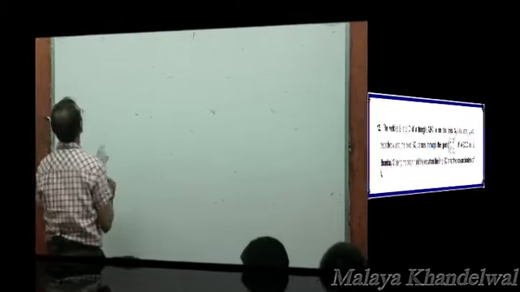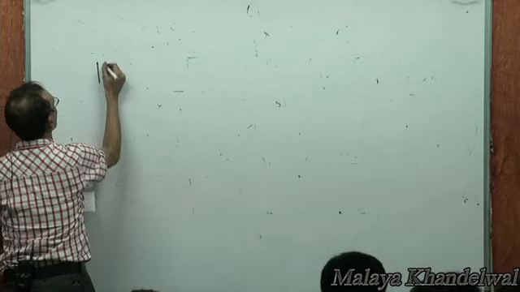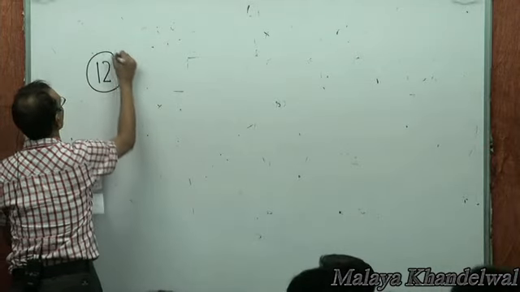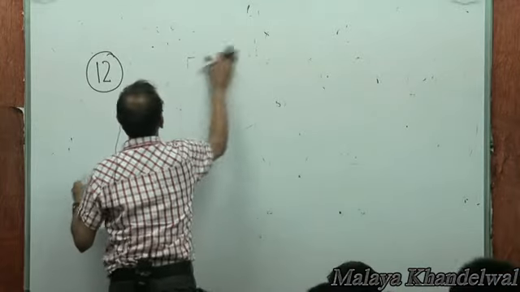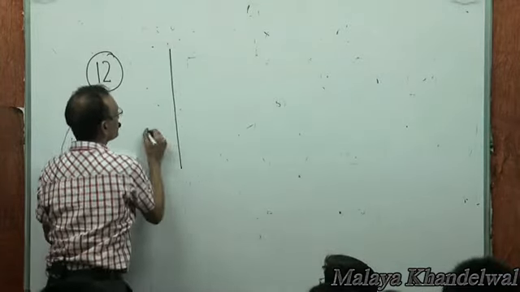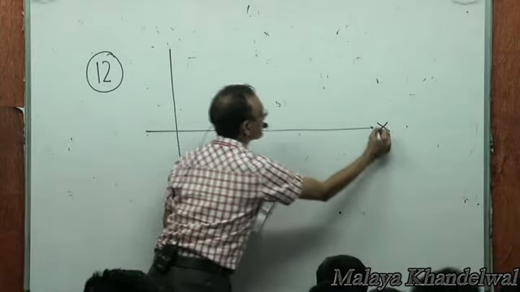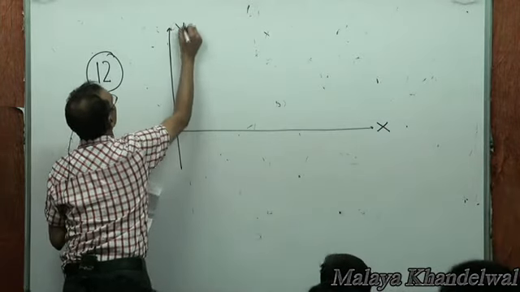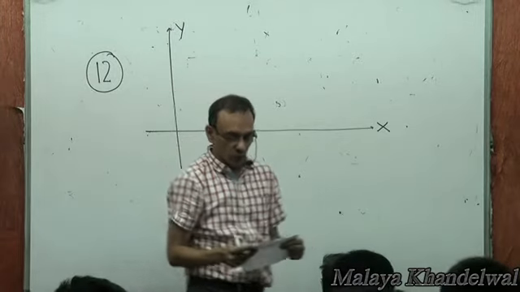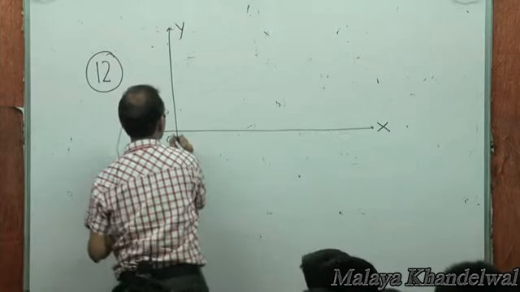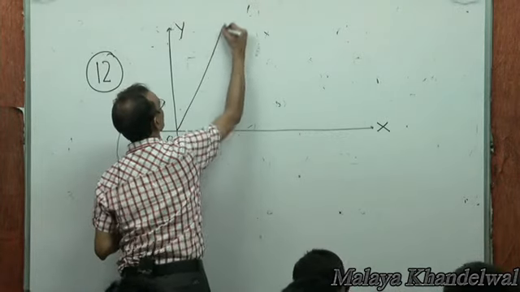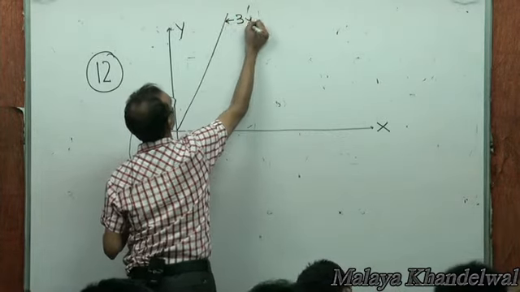Problem number 12. In the xy plane, the vertices B and C of a triangle: B lies on the line 3y equal to 4x. This is the line 3y equal to 4x, and B lies on this line.